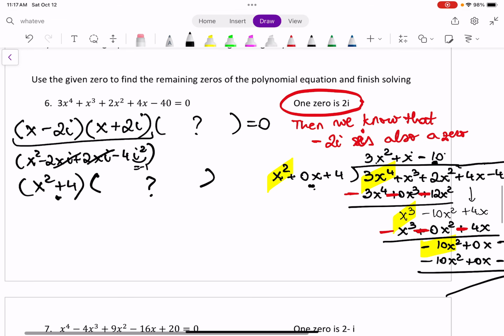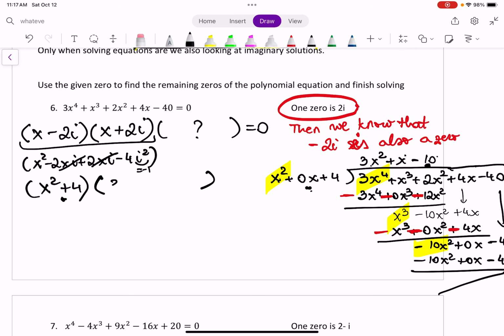So the leftover polynomial here is 3x squared plus x minus 10. So the question is, could we factor this further? So I'm going to try 3 and 2. Factors of 10 are 2 and 5. No, it doesn't work. Nope.